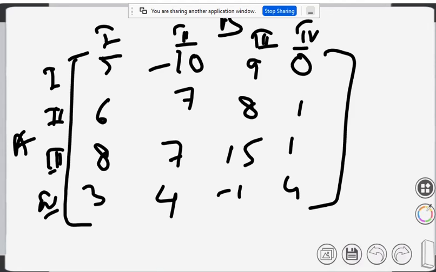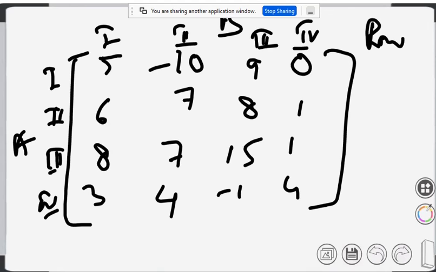How can we solve this game? If a question comes, how to solve the game, what will we do, students, please tell me. Again, I'm saying the first thing we have to check is whether there exists a saddle point or not. For that, find out the row minimum for each row. The first row minimum is minus 10.